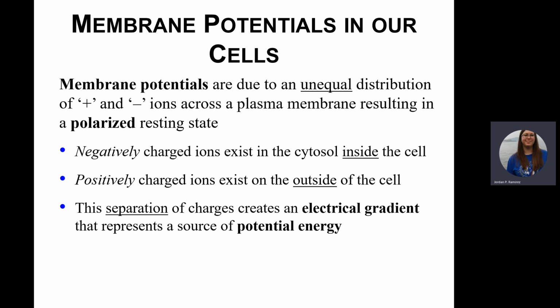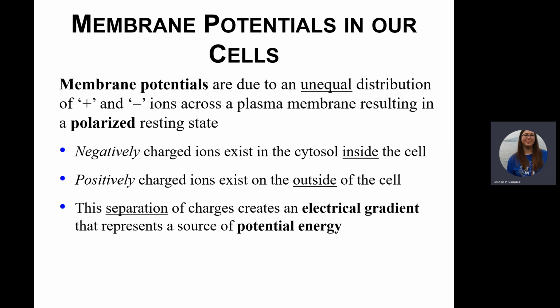All right, so the membrane potentials definition here: they are due to an unequal distribution of positive and negative ions, cations and anions, across a plasma membrane, which results in a polarized resting state. So essentially a charge difference. The negatively charged ions exist in the cytosol inside the cell. Positively charged ions exist on the outside of the cell. So this separation of charges creates an electrical gradient that represents a source of potential energy.